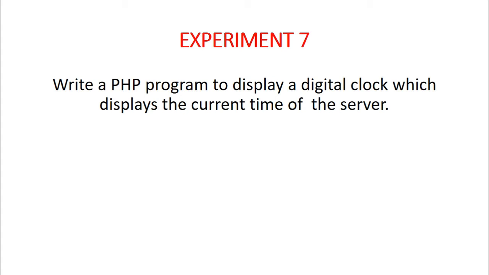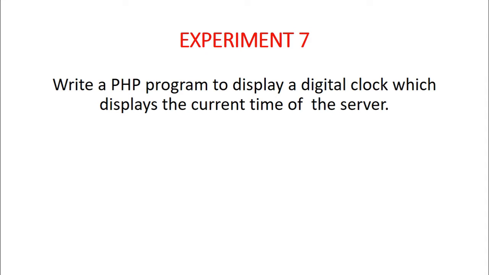Today let us discuss the next experiment, that is experiment 7. The experiment 7 question is to write a PHP program to display a digital clock which displays the current time of the server. So we are supposed to write a PHP script here which displays the digital clock, that is the current time of the server. It's a very simple script that we are going to implement today.